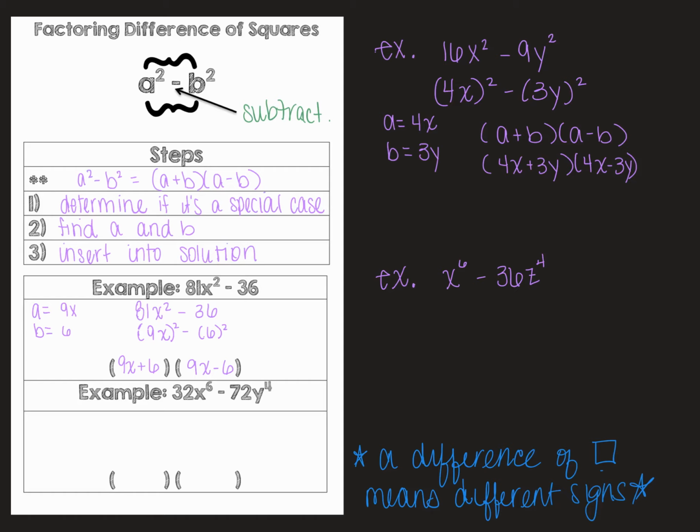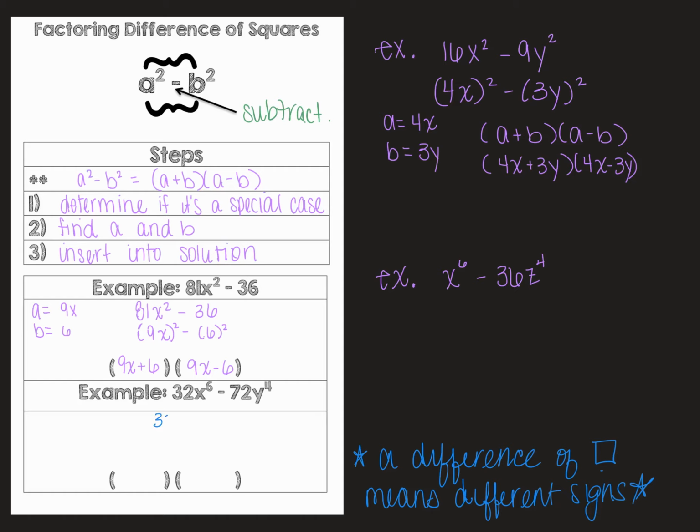So let's do the second example down here. If you look at 32x to the 6th minus 72y to the 4th, 32 and 72 are definitely not perfect squares, right? So you might think, okay, why is this even included here? What we can think about is, can I take out any GCFs first? And that's always something you want to try to do, because when you do that, you're making your problem simpler along the way.